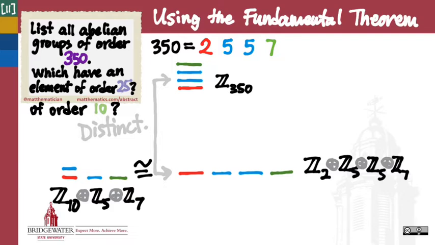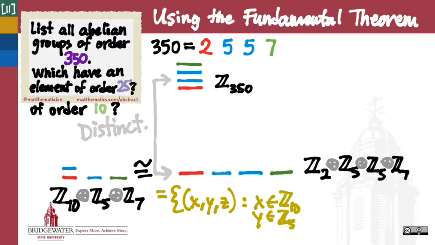So I'm going to give you a little sneak preview into what we're going to talk about when we talk about direct products. But the fact that this is a direct product means that its elements are ordered, in this case, ordered triples. X, Y, Z. Where the X's are taken from Z10, the Y's are taken from Z5, the Z's are taken from Z7, and all the arithmetic happens with the arithmetic of those groups. So the first components are going to add using addition mod 10. The second components are going to add using addition mod 5. The third components are going to add using addition mod 7.